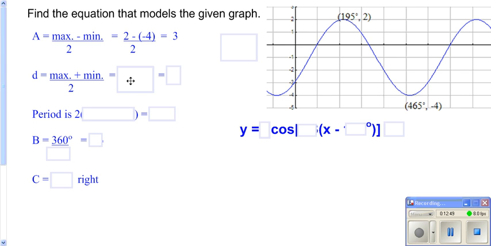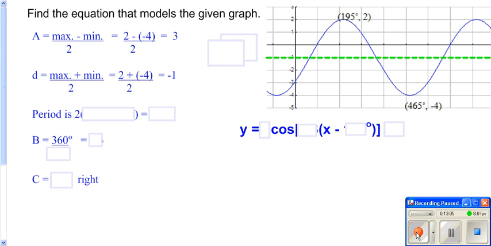D, once again, tells us the equation of our midline. That's using our max and our min, but we need to add those together. So our 2 plus our negative 4, which is a negative 2, divided by 2 gives us a negative 1. So the equation of your midline would be y equals a negative 1. I'll just go ahead and draw that in quickly. The green dotted line's there just to tell you the line that cuts your graph in half horizontally. Notice we go 3 above and 3 below that, and your amplitude's always how far above and below that horizontal midline that you go. So once again, A is 3, and our D was that minus 1.